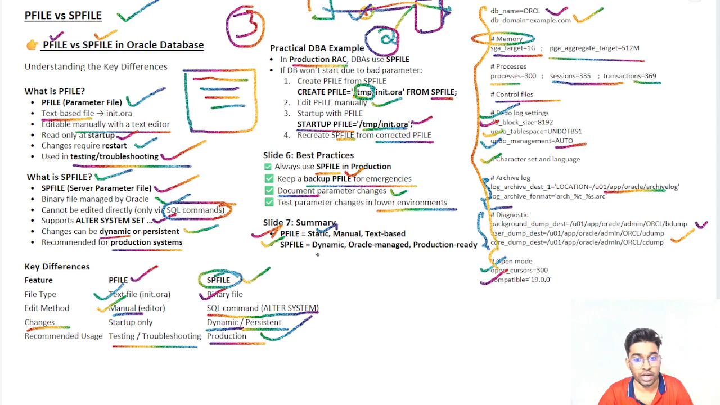The PFILE and SPFILE difference we can see here. This is static, this is dynamic, meaning a restart is required if I want to modify the PFILE parameters. A restart is not required with the SPFILE. The PFILE can be edited manually, while the SPFILE is a binary file, so we are not able to modify it manually; with SQL commands we can make changes. This is text based, and this is recommended for production. Got it? This is the difference between SPFILE and PFILE in Oracle database.